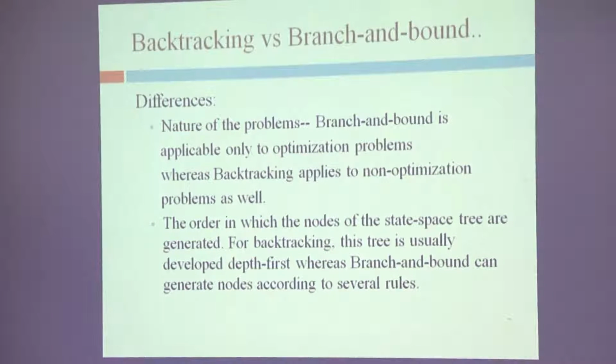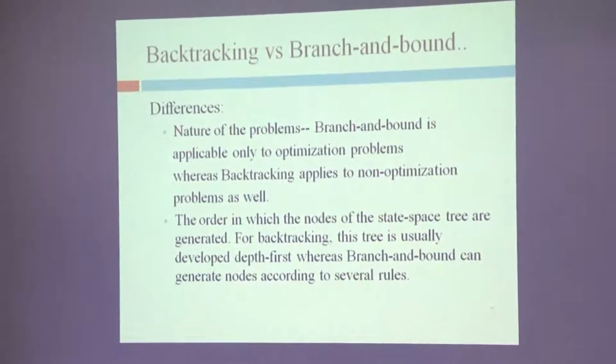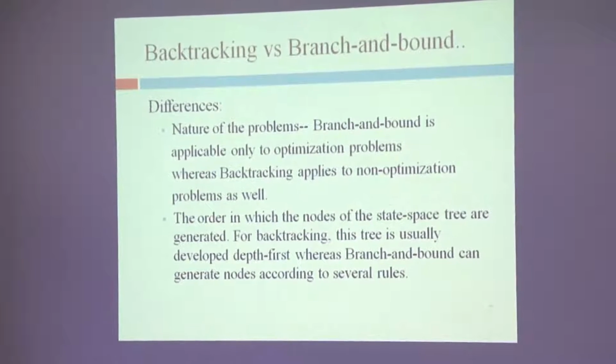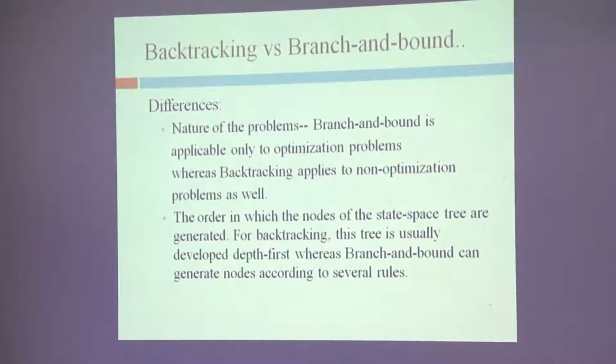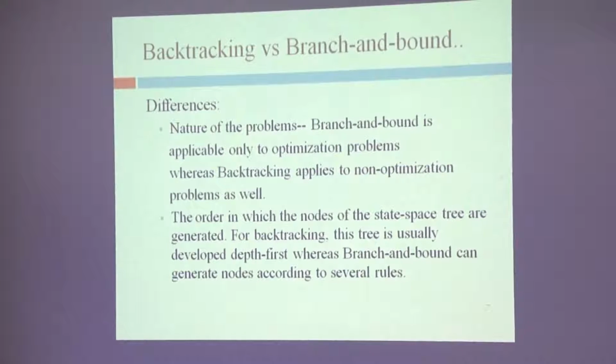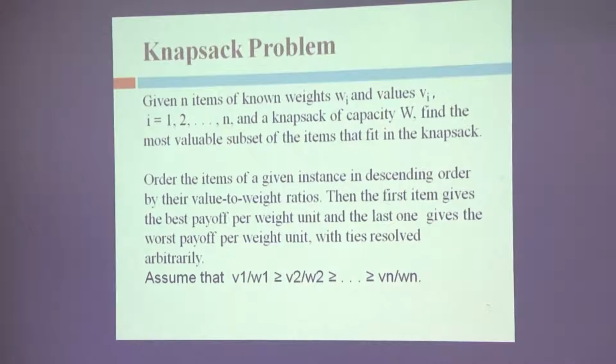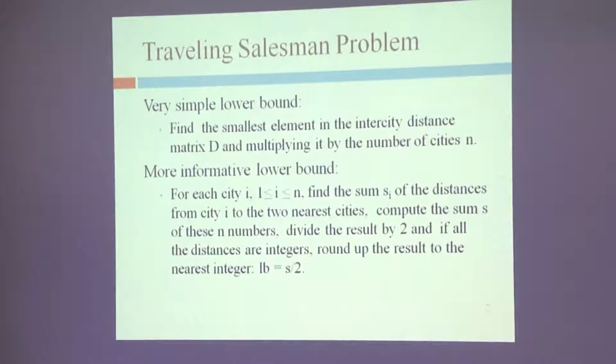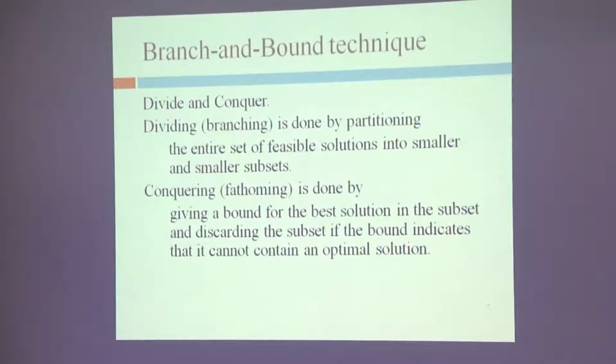So these are the two differences. First, the problem for which each technique is applied. Second, the way in which the state space tree is generated. For backtracking, it is depth first. For branch and bound, we have not explicitly stated how we are going to handle it. We will see subsequently. The problems we will handle are very simple, which we can handle later. We will start with a more complex problem.